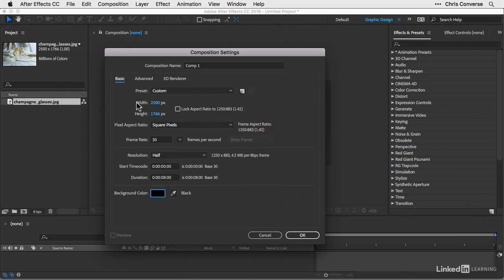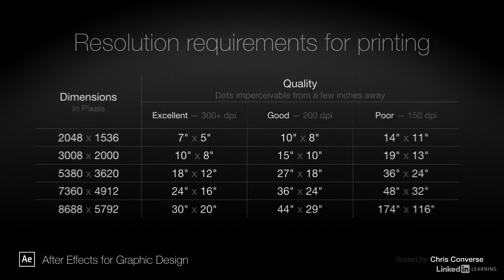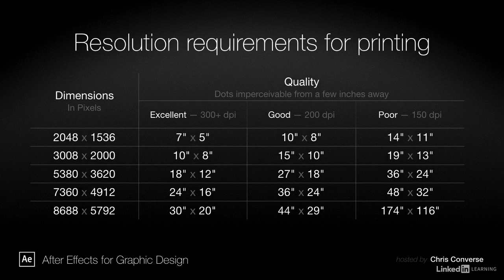I'll click OK. And then over here, where the height and width are showing, is where you can set up the size of your composition. Now, if you're going to be printing your artwork, make sure to add enough pixels to support the print size. And there are lots of resolution charts that you can find online with a quick web search.